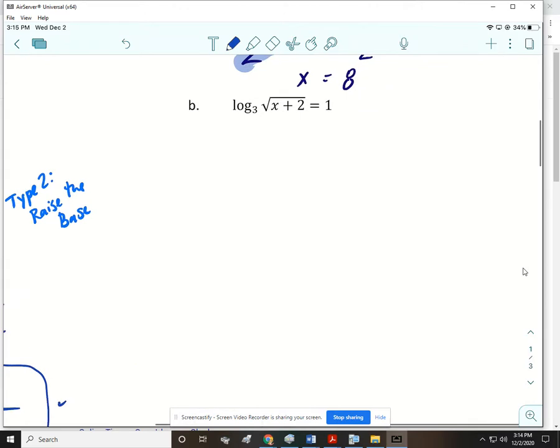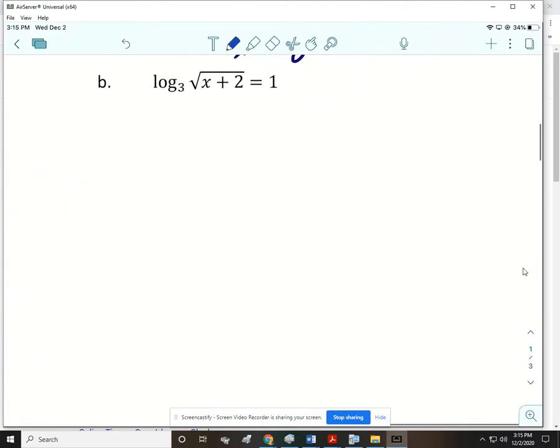Okay, so let's look at B. All right, this one, the log is already isolated. We just have the log of the square root of x plus 2. So this one is type 2 again, because log equals a number. So we'll raise the base. All right, so this time our base is 3.